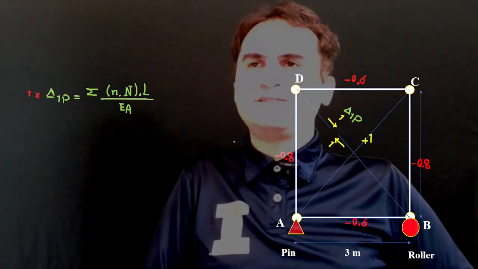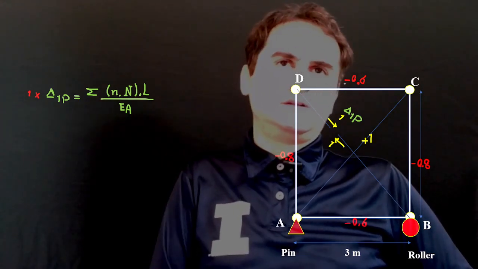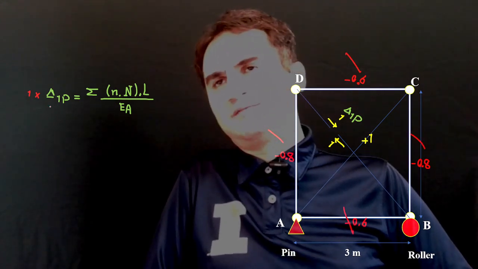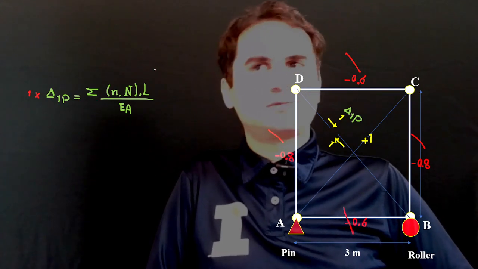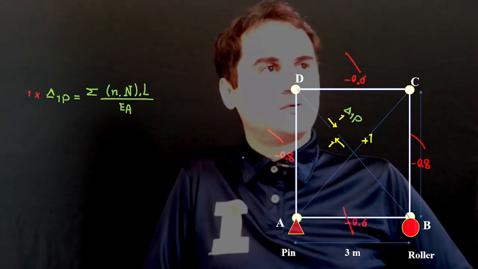As soon as you have that, we can write all the internal forces in the structure, the usual axial force, and 1 times delta 1P is equal to the summation of small n and capital N times the length. That's the virtual work method approach.